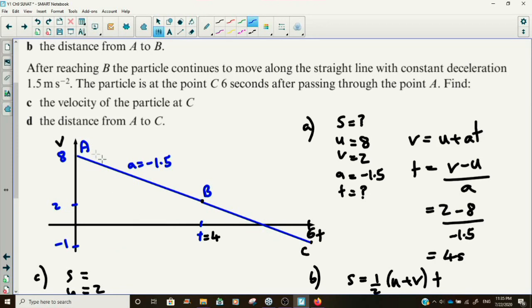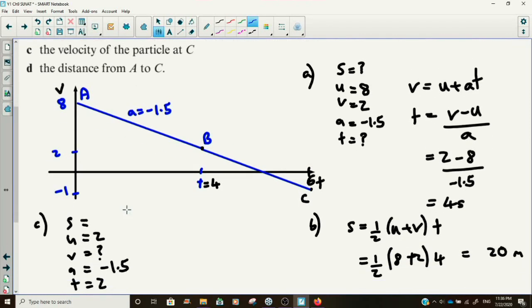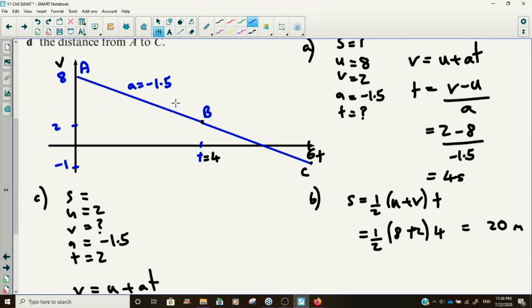Well, we could do this two ways. We could work out the distance underneath this graph. If we knew where this point was, we could work out the area of that triangle. We could then work out the area of this triangle and take one away from the other to get the distance or the displacement. That's actually what they want, the displacement here. But because the deceleration is the same all the way through the question, we can just do it with one formula. And we do that like this.